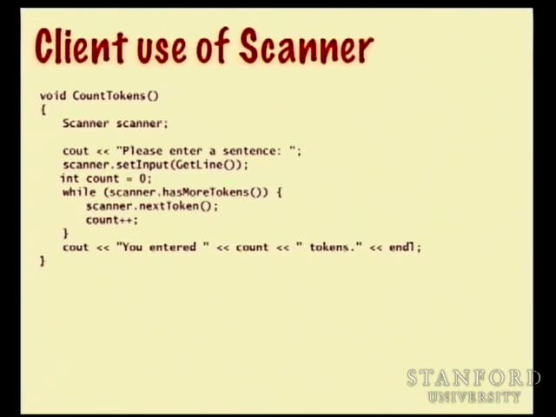And then the ubiquitous loop that says, while the scanner has more tokens, get the next token. In this case, I'm not even paying attention to what those tokens are, I'm just counting them. So this is a very simple access that just says, call next token as many times as you can until there are no more tokens to pull out.